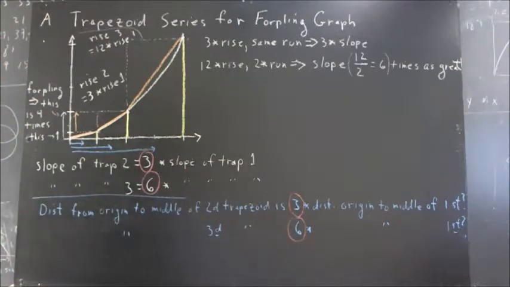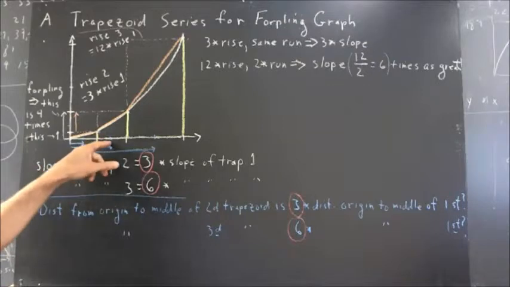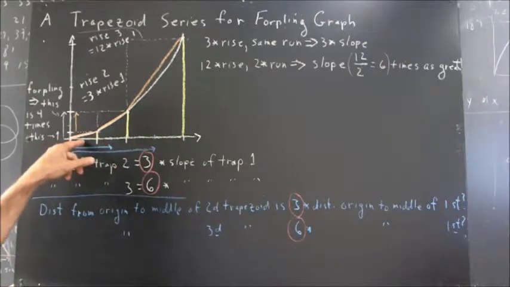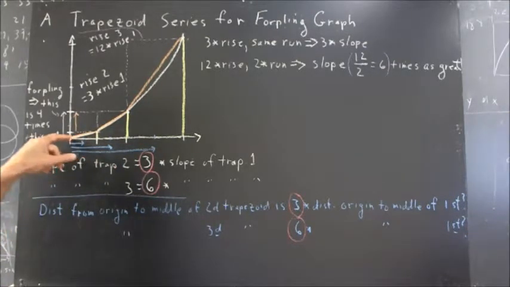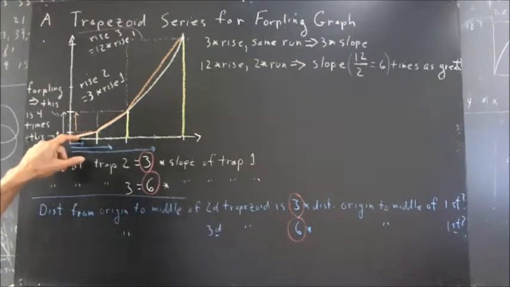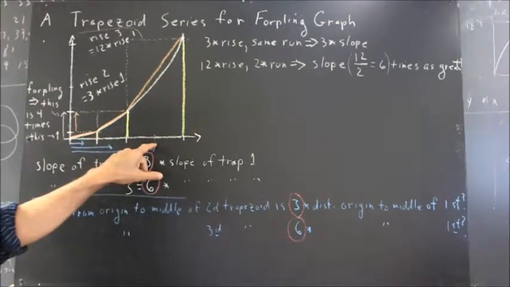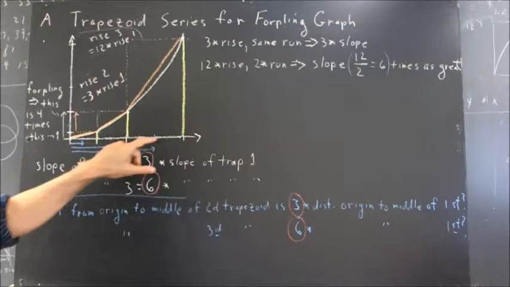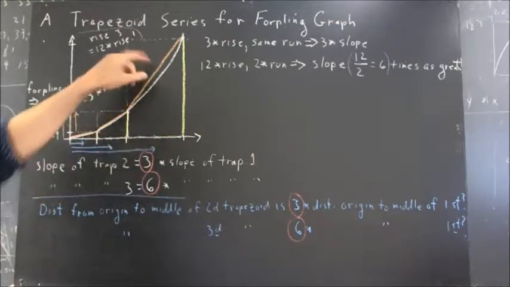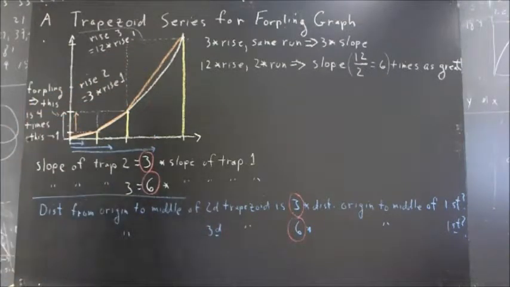Okay, this midpoint is 3 times as far as this one from the origin, and this trapezoid has 3 times the slope of this one. This one has a midpoint that's 6 times as far as this one, and its slope is 6 times as big as the first.